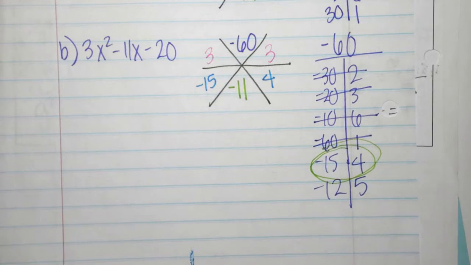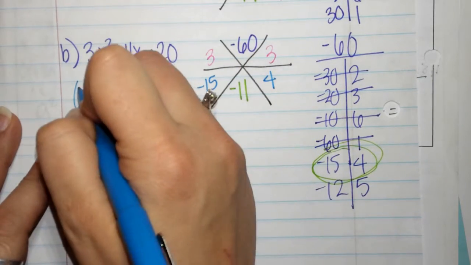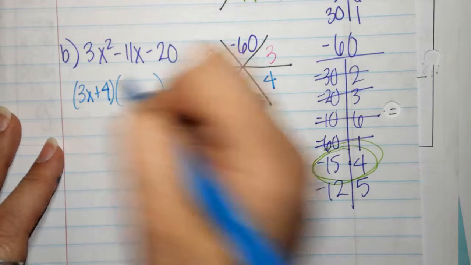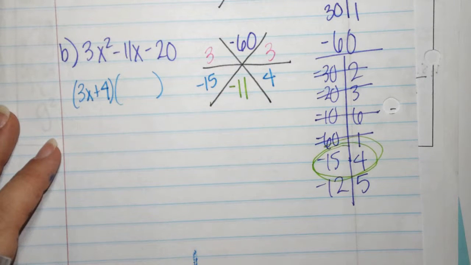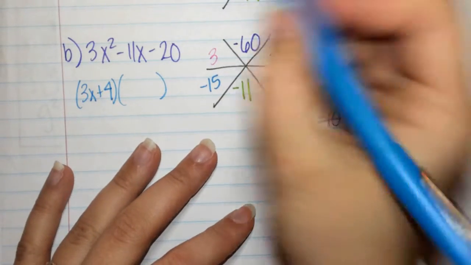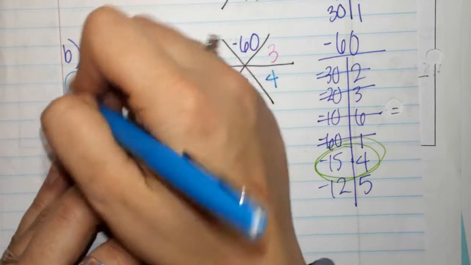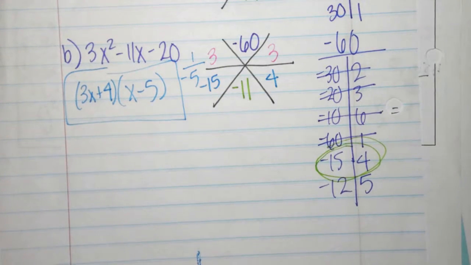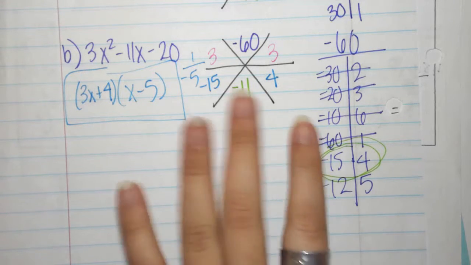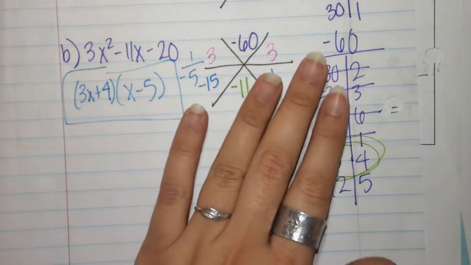Now, which fraction does not reduce? 3/4. So where do we put it? In our parentheses. And how do we write it? 3x plus 4. Alright, now what does 3 and negative 15 reduce to? X minus 5. So, x minus 5, and we're done. So the star helps you remember what to do when, and it also forces you to reduce.